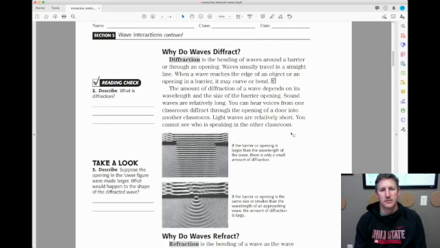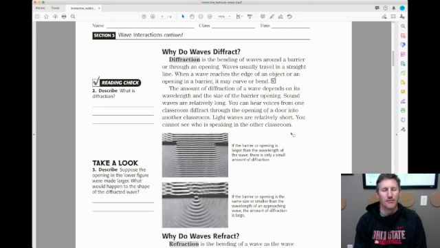Okay, the next thing we're going to talk about is diffraction. Why do waves diffract? Well, first of all, we need to understand what diffraction is. Diffraction is the bending of waves around a barrier or an opening. So the bending of waves. So you could think of light.